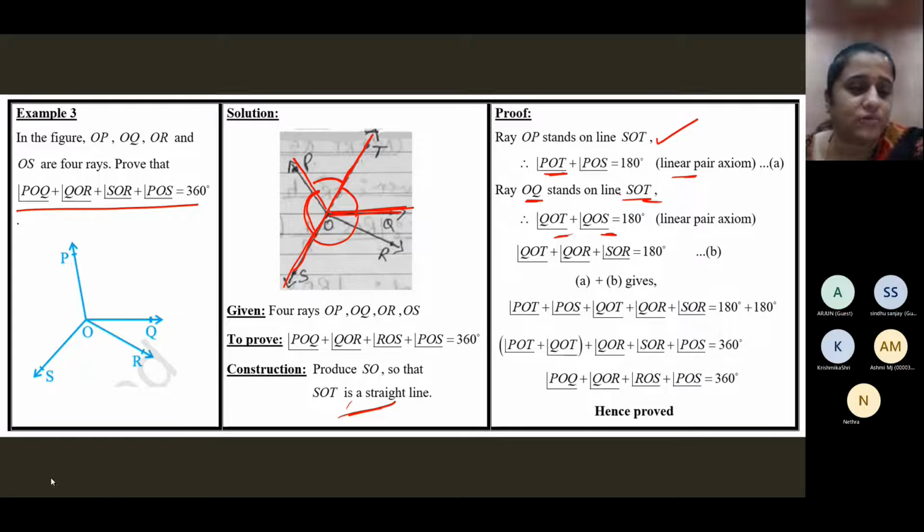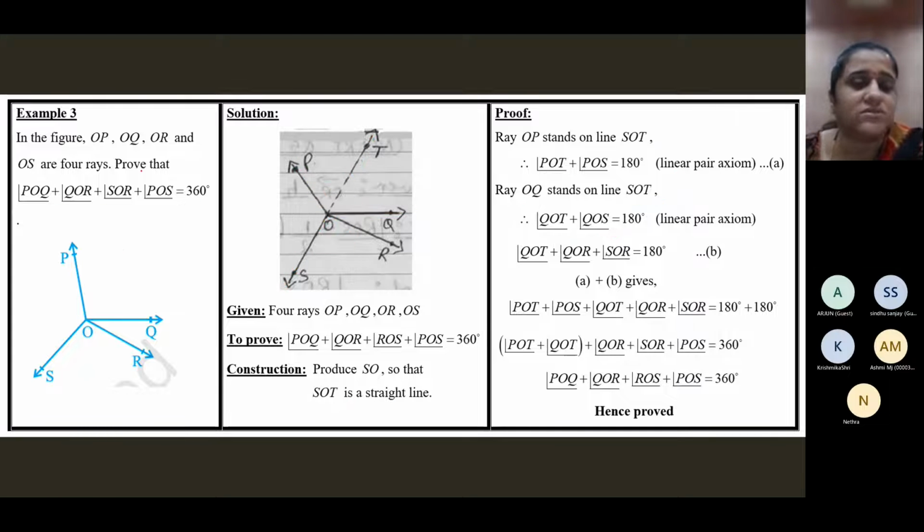Now, in the proof, we don't have QOS. So what is QOS? QOS is QOR plus ROS, or SOR.